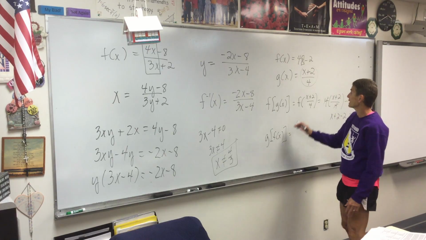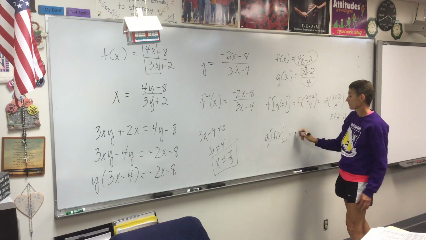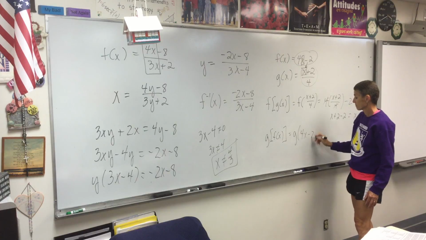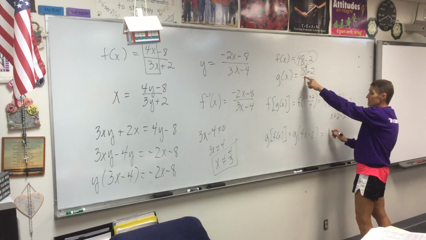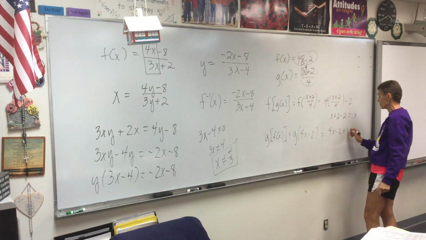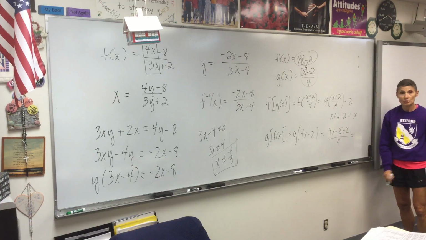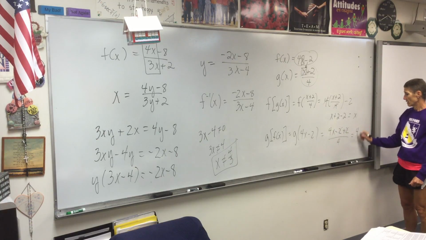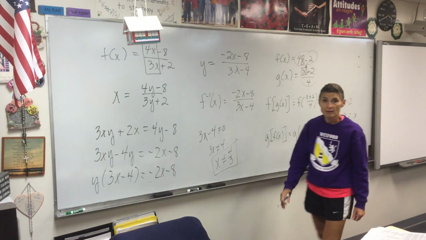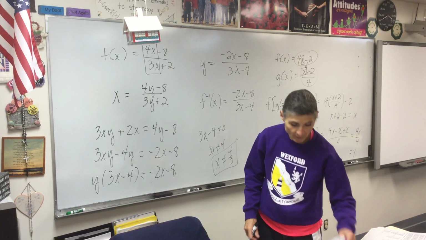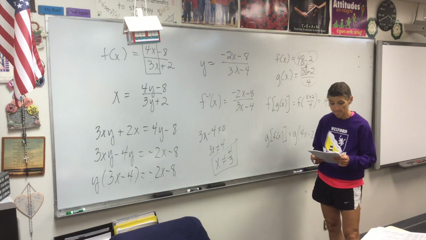So now we're going to plug f into g. So we're going to take the f function and put it into g. So we have 4x minus 2 plus 2 over 4. Well, minus 2 plus 2 cancels, we got 4x over 4, which is x. That's your proof. That's what you have to do when the directions say prove that two things are inverses.